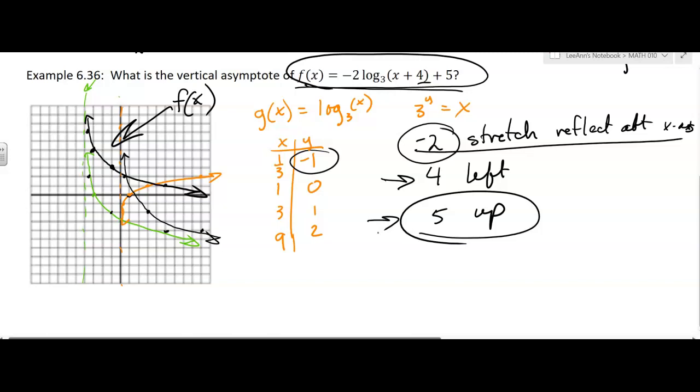Okay, but they didn't ask us to graph it. They just said, what's the vertical asymptote? Vertical asymptote is x equals -4. So more than you wanted to know, but good review of transformations.